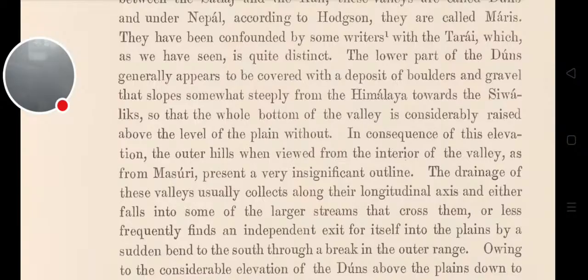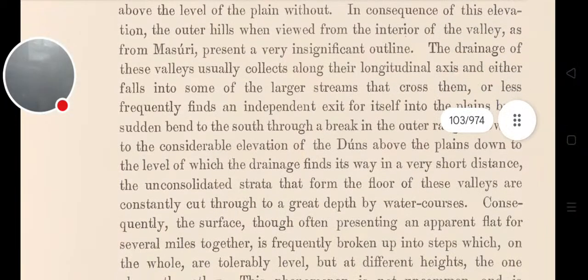In consequence of this elevation, the outer hills, when viewed from the interior of the valley, as from Mussoorie, present a very insignificant outline. The drainage of these valleys usually collects along their longitudinal axis and either falls into some of the larger streams that cross them, or less frequently finds an independent exit for itself into the plains by a sudden bend to the south through a break in the outer range.